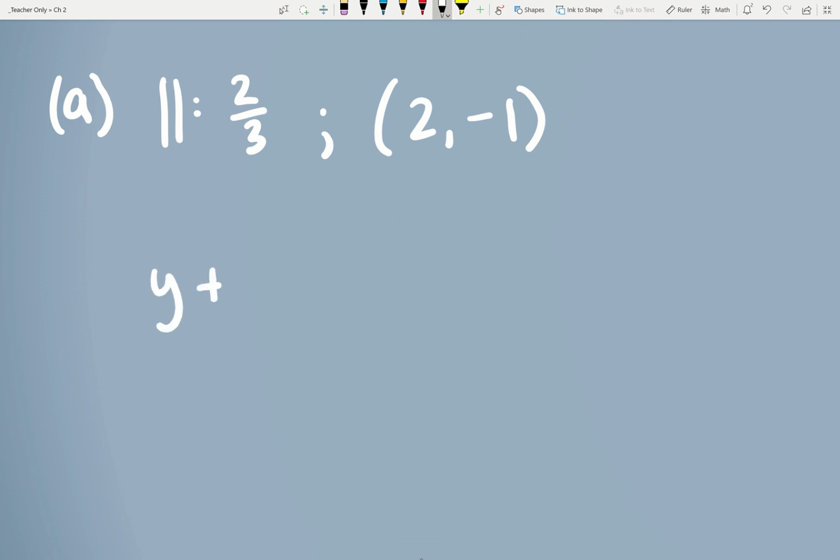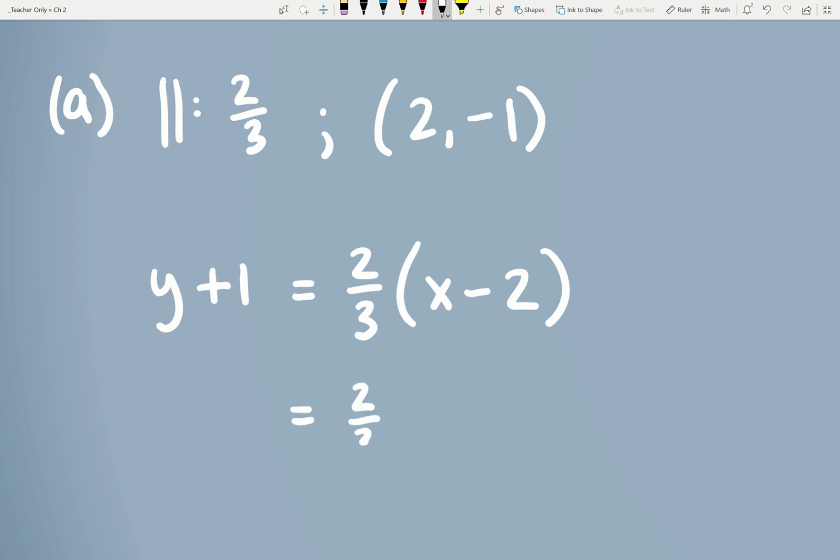So y minus the y coordinate, that would be y minus negative 1, which changes to y plus 1, is equal to your slope, which we found to be 2/3, times x minus the x coordinate. So there's the setup for the problem right there, and now there's nothing to it but to go through and distribute on the right-hand side. That's going to give you 2/3 x minus 4/3. That is equal to y plus 1 on the left-hand side.